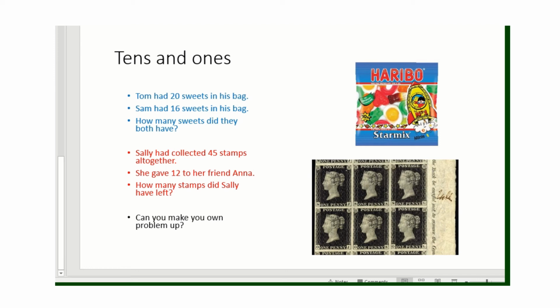This one, Sally had collected 45 stamps. She gave 12 to her friend. How many stamps did Sally have left? Well, 45. 12, we know we've got to take away this one, subtract. 12 is 10 and 2. So we could take 2 ones, then take 10 off. Count back in tens. We're good at that.